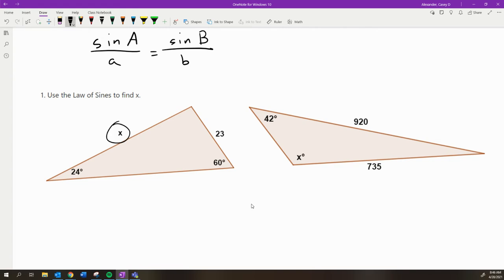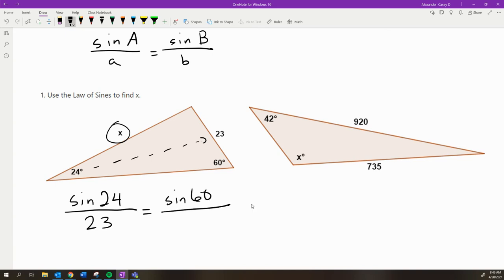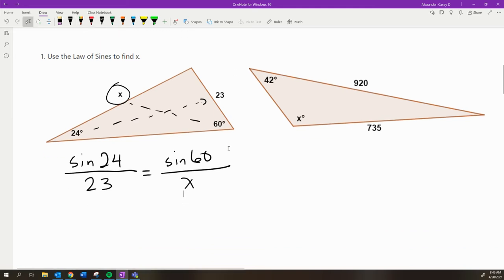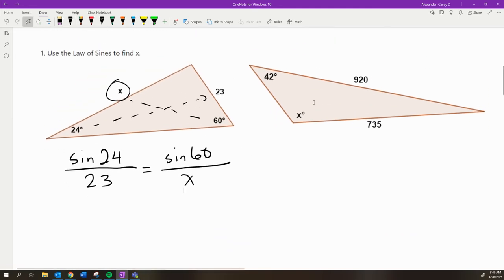Okay, so we start by writing the sine of an angle, so 24 degrees, divided by the side that's opposite of that, well, that's 23, is equal to the sine of another angle, so in this case it's 60 degrees, divided by the side that's opposite of that one, which is the unknown side, x. And I believe that I've told you many times that with equivalent fractions, especially complicated ones like this, the easiest thing to do is to set the cross products equal to each other.